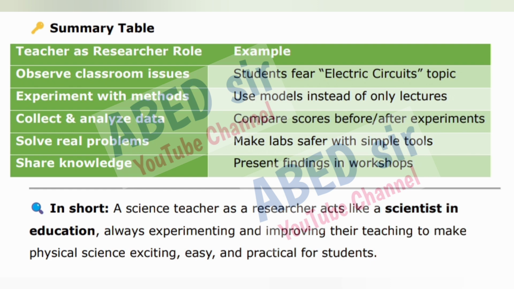Experiment with methods: use models instead of only lectures. Collect and analyze data: compare scores before and after experiments. Solve real problems: make labs safer with simple tools. Share knowledge: present findings in workshops. In short, a science teacher as a researcher acts like a scientist in education, always experimenting and improving their teaching to make physical science exciting, easy, and practical for students.